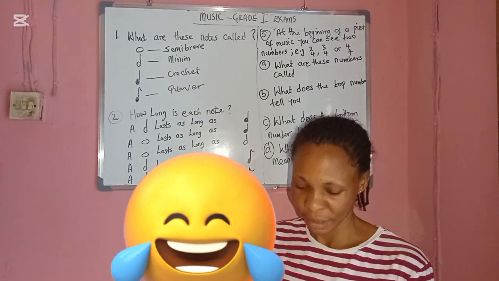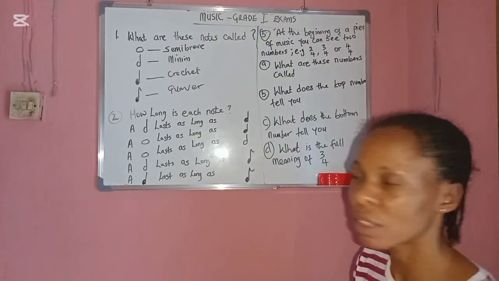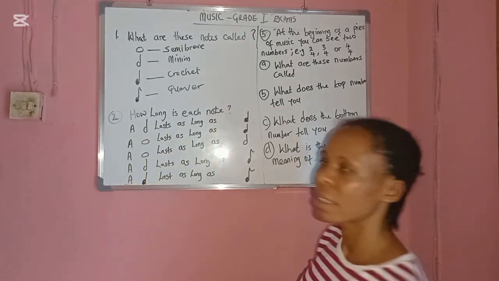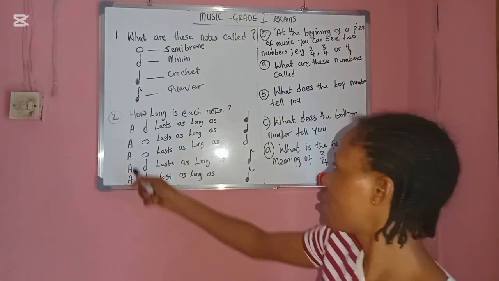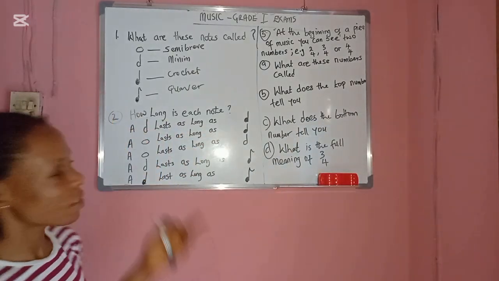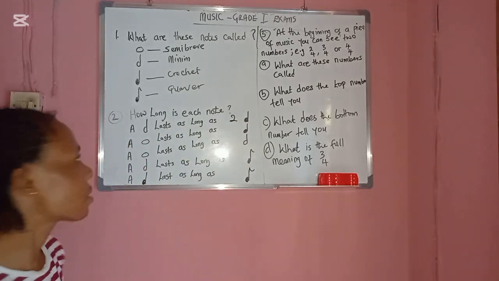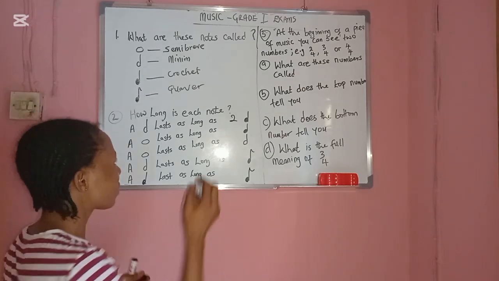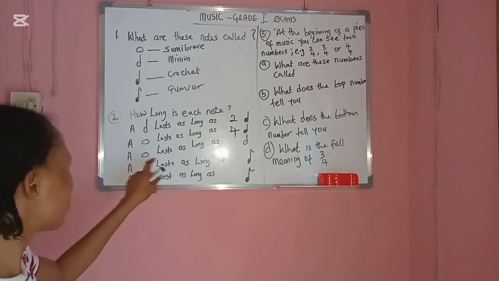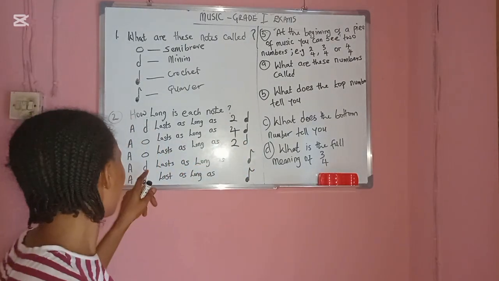Have you gotten it? Alright, so this one, how long is each note? Minim lasts as long as, semibreve lasts as long as, let's see how. So a minim, remember we've treated this, will last as long as 2 crotchets, and a semibreve will last as long as 4 minims. This semibreve will last as long as 2 minims, sorry, crotchets.